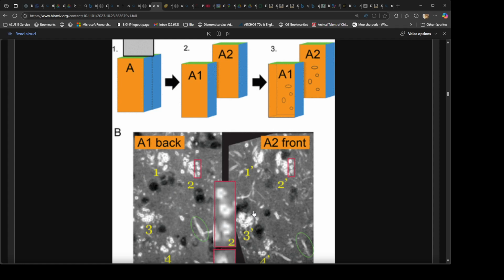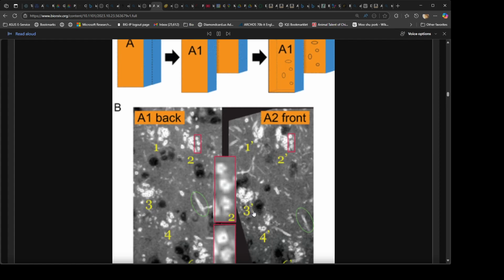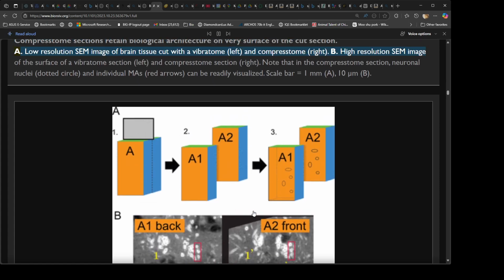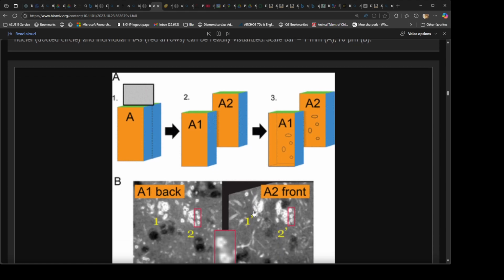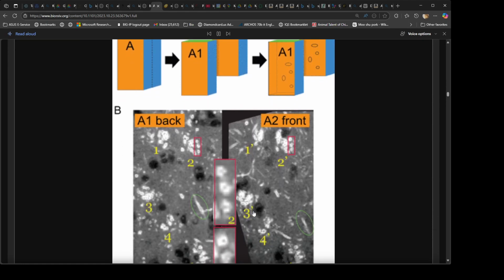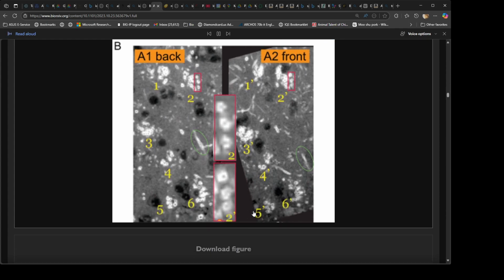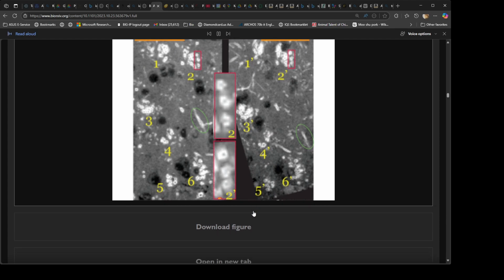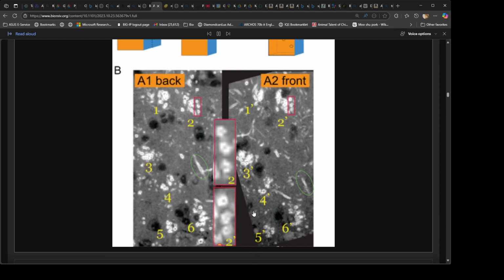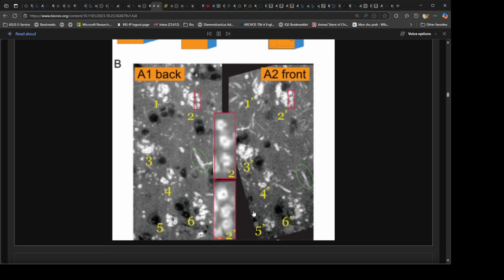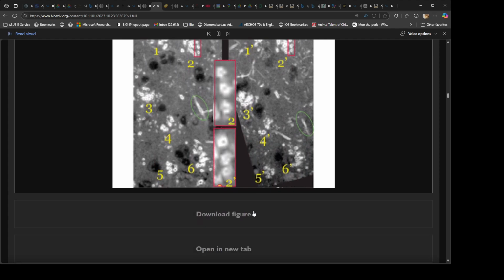Compressed tome sections retain biological architecture on the very surface of the cut section. A. Low-resolution SEM image of brain tissue cut with a vibratome, left, and compressed tome, right. B. High-resolution SEM image of the surface of a vibratome section, left, and compressed tome section, right. Note that in the compressed tome section, neuronal nuclei, dotted circle, and individual MAs, red arrows, can be readily visualized. Scale bar equals 1 mm, A, 10 μm, B.